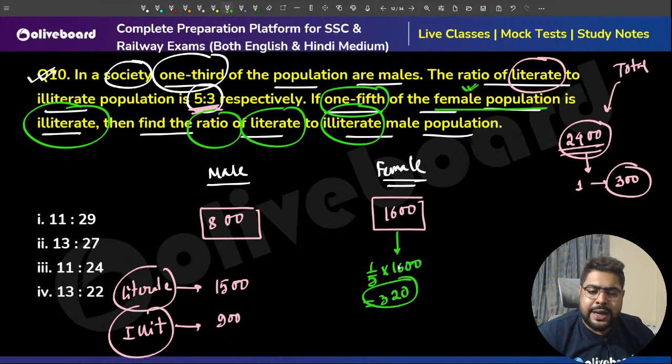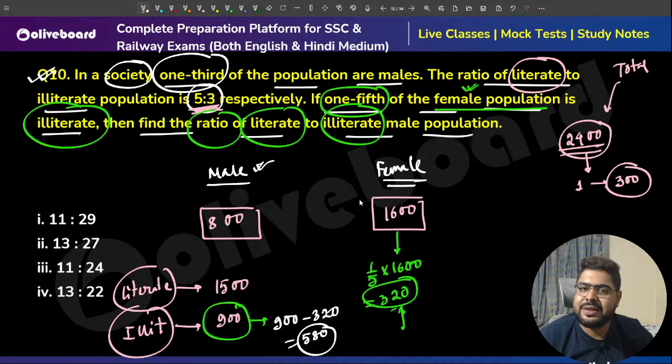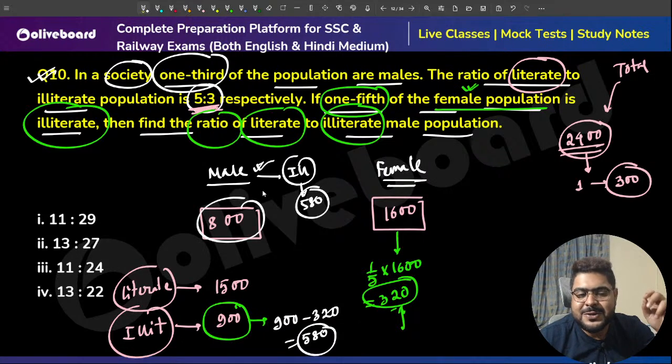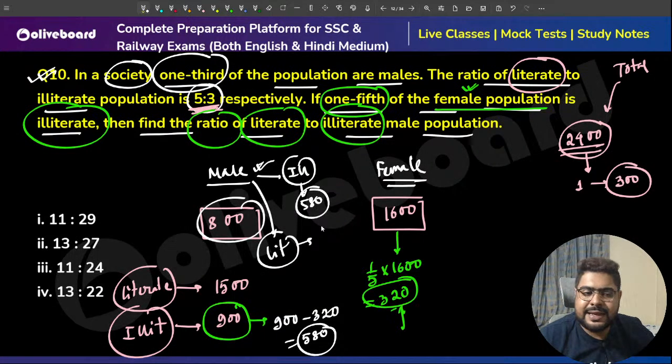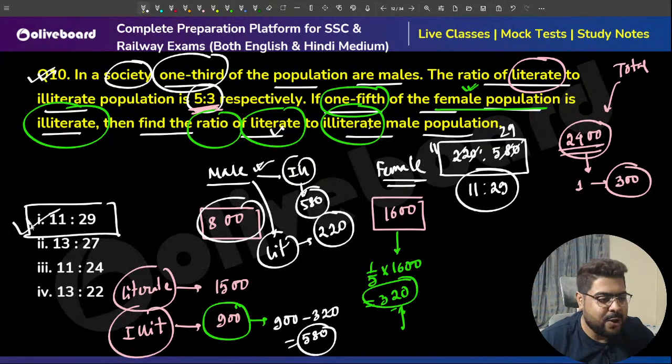So let's see. Illiterate is 320. So illiterate males will be 900 minus 320, that is 580, sir. This is the males who are illiterate, 580. Total males, sir, 800. So literate males will be 800 minus 580, so this is 220, sir. They are asking the literate to illiterate ratio. 220 ratio 580. Calculate this. 11 ratio 29 is the answer. Option number 1, sir.